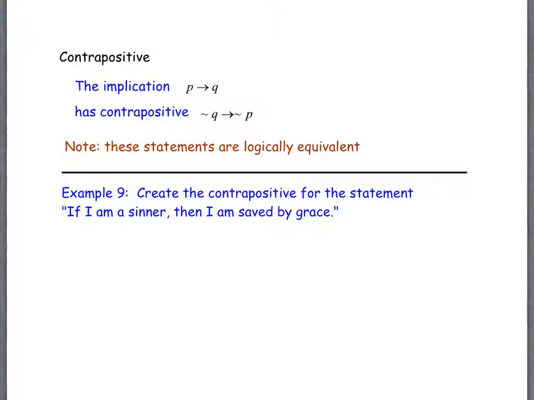And we're going to do one with language so you can see it happen. So this one says, if I am a sinner, then I am saved by grace. All right, so there's two pieces. There's the I am a sinner piece, and there's the I am saved by grace piece. And we're wanting to switch both the order and make them negations. So how will the statement start?